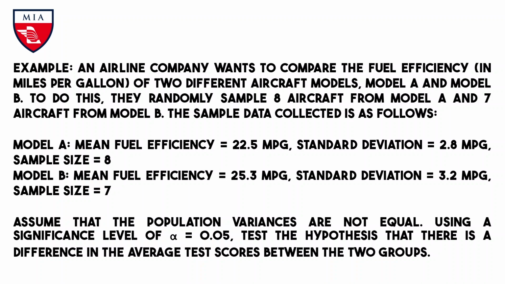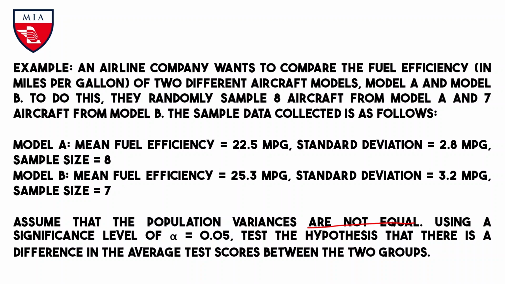Assume that the population variances are not equal. Using a significance level of alpha equal to 0.05, test the hypothesis that there is a difference in the average test scores between the two groups. So we will use the formula for when the variances are not equal.